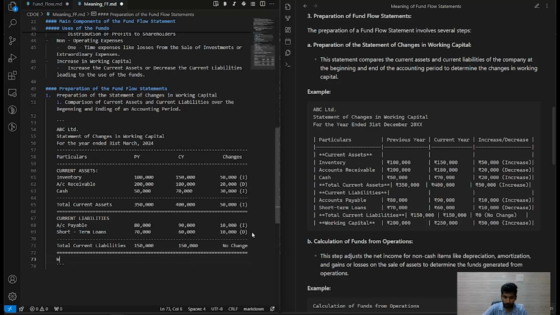That means the working capital will be current assets minus current liabilities. 3,50,000 minus 1,50,000 for the previous year, that makes it 2 lakhs. Similarly, 4 lakh minus 1,50,000, that makes it how much? 2,50,000.